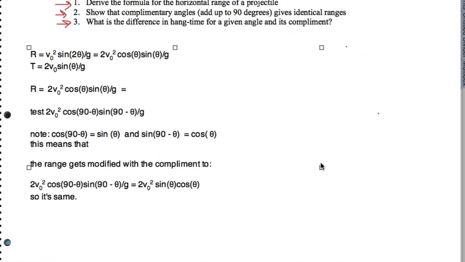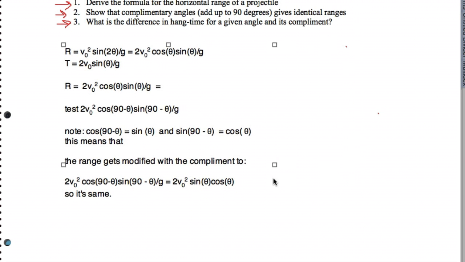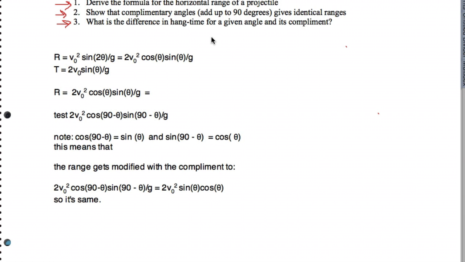Okay? Now, next thing, let's go ahead and talk about hang time for the complement. So, starting with the hang time formula, there's the hang time for the angle. The hang time for its complement will be cosine of theta, given this little thing that we had here, that 90 minus theta is the cosine.